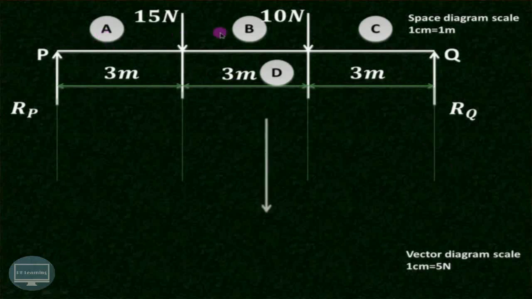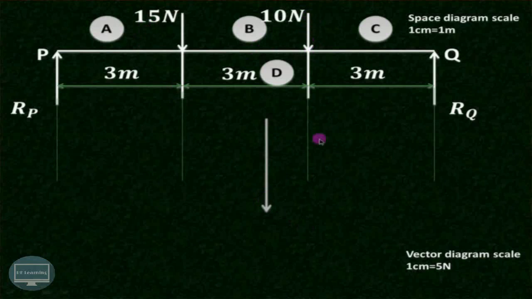Now as we have already seen, we have to start from this AB. The force is acting in the downward direction, and it is 15 Newton. The vector diagram scale we have assumed as 1 centimeter is equal to 5 Newton. So 15 divided by 5, this is the 3 centimeter length representing AB, and that is the representation of the 15 Newton force which is acting in the downward direction.